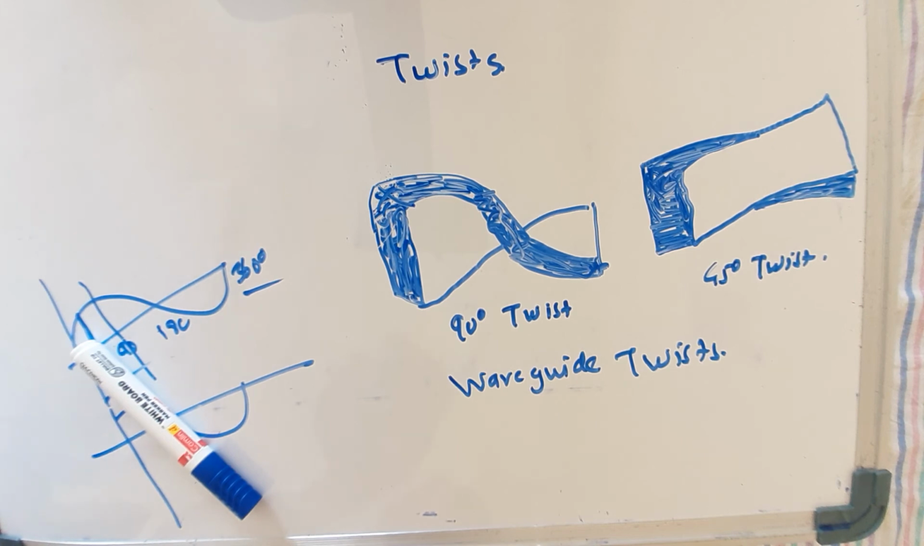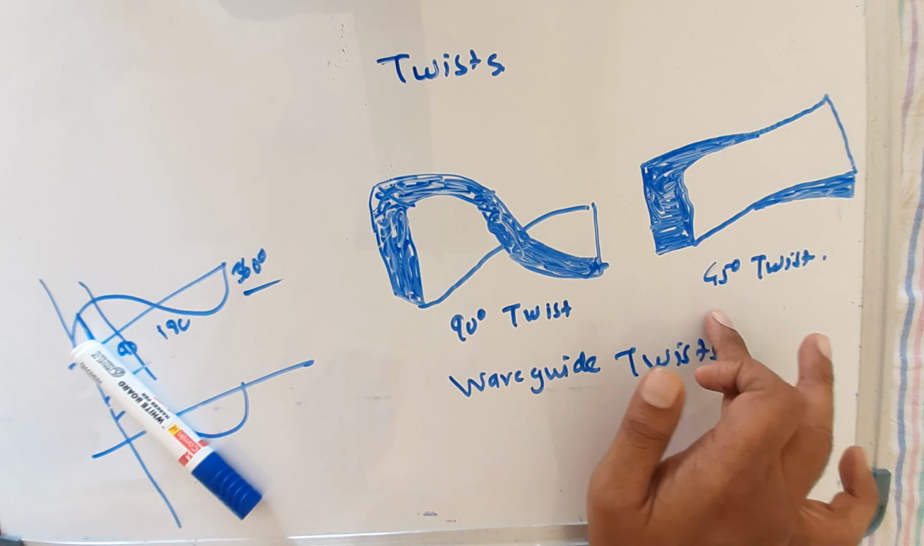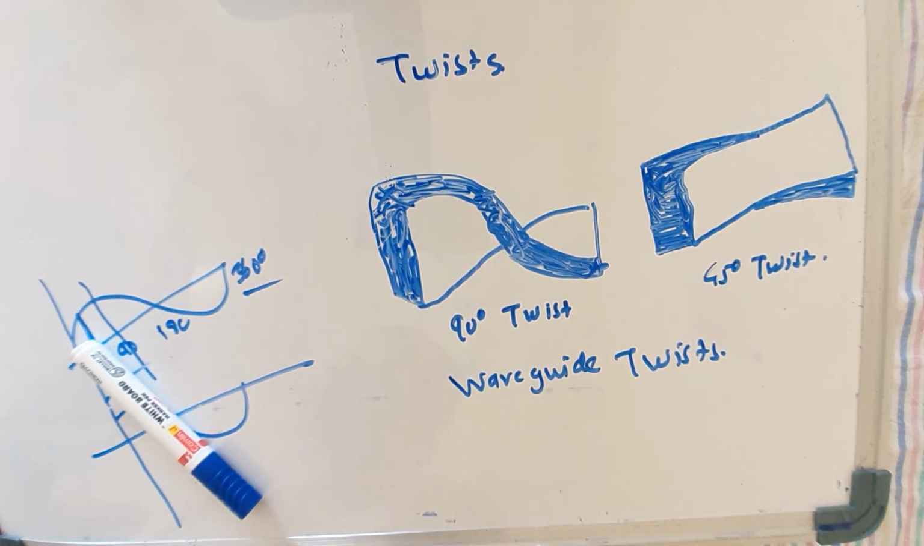Such waveguide twists may be incorporated in waveguide bends. A waveguide twist will give a twist of 90 degrees and 45 degrees. To minimize the reflection in waveguides, twists are used. Twists are made gradual so that they extend to about two wavelengths.